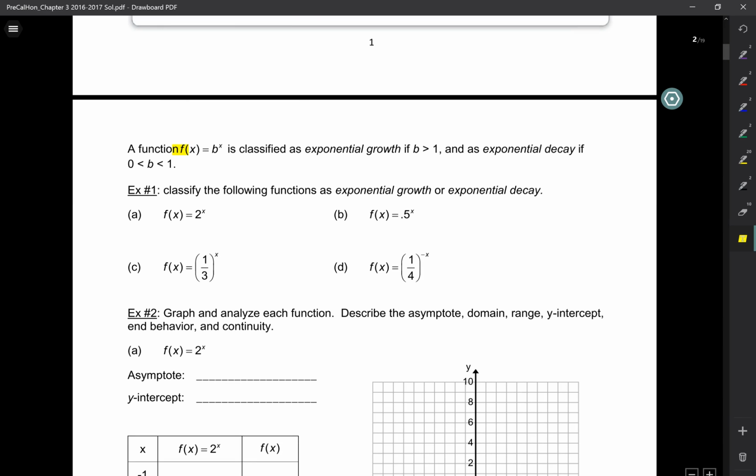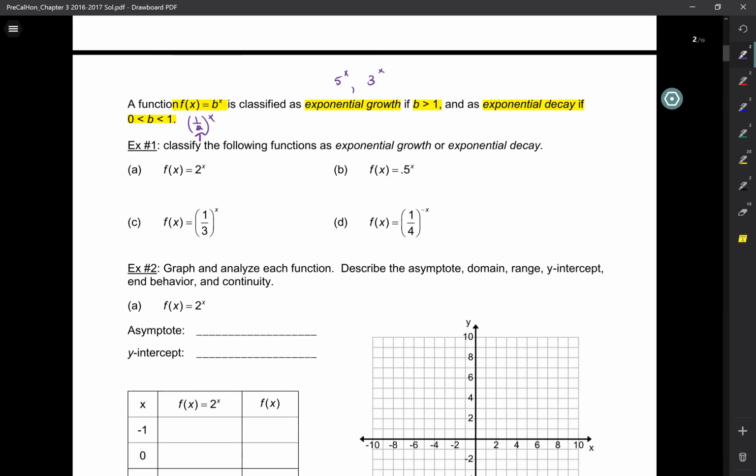All right. Well, all exponential functions have the form b to the x. Now, we call this exponential growth if b is higher than 1. So for example, 5 to the power of x, 3 to the power of x, and so on. And it's exponential decay if b is between 0 and 1. For example, 1 over 2 to the power of x, that's decay because the number being raised to the exponent is less than 1. It's between 0 and 1.